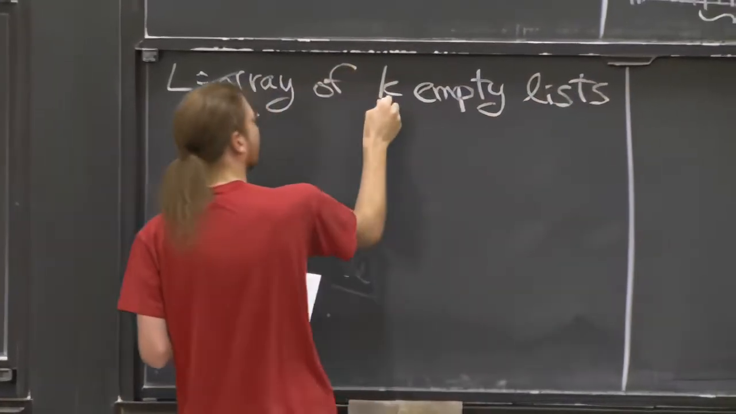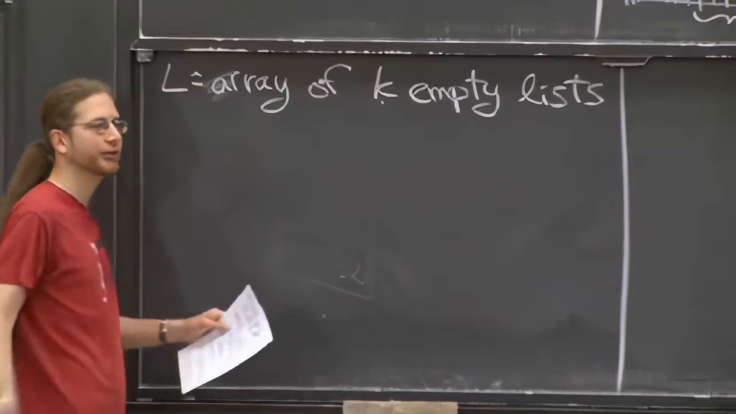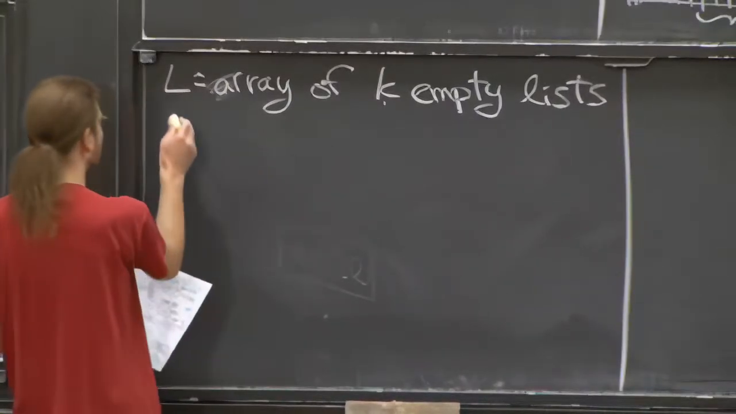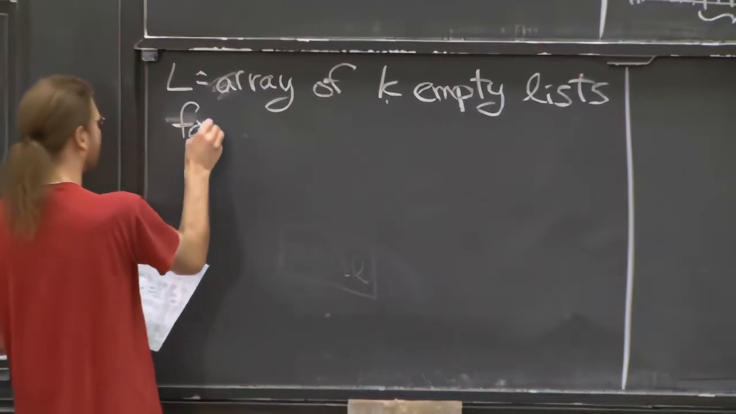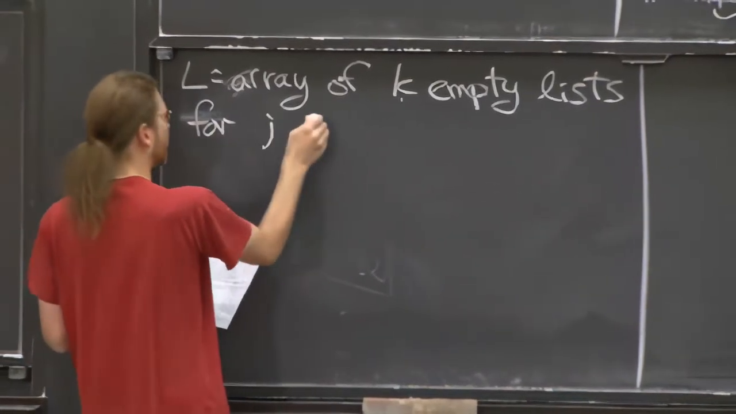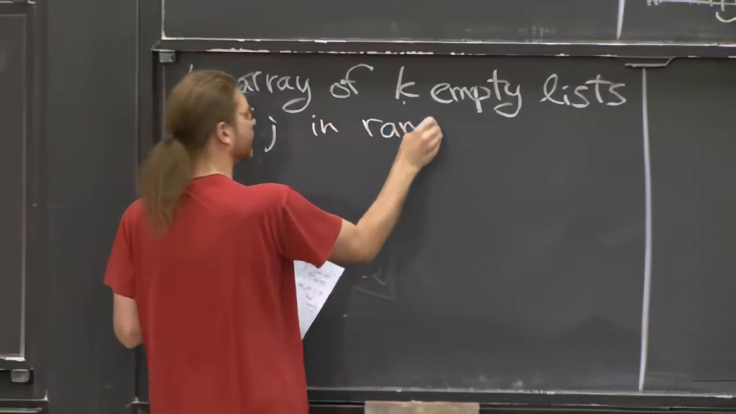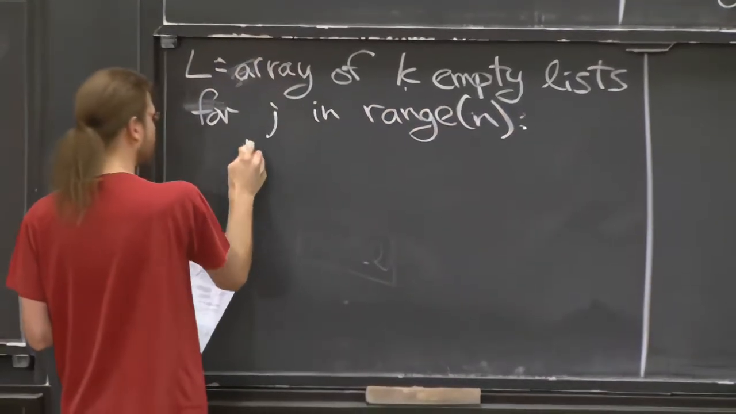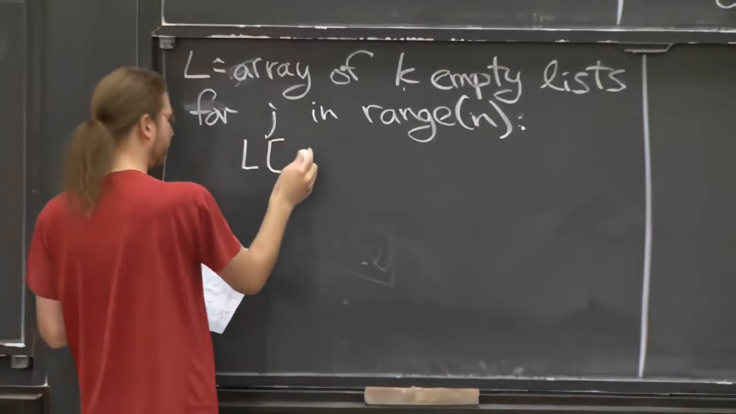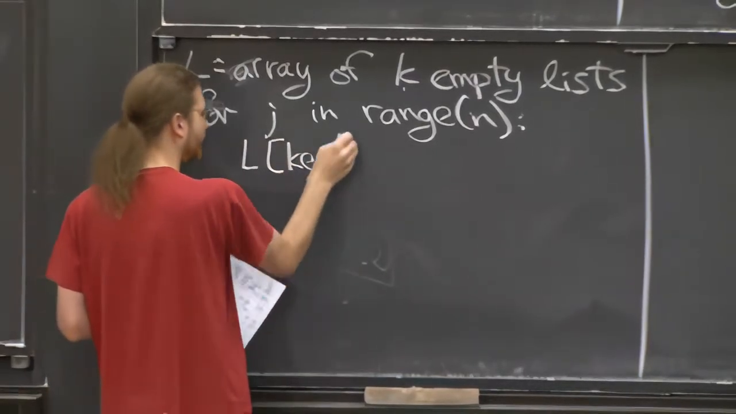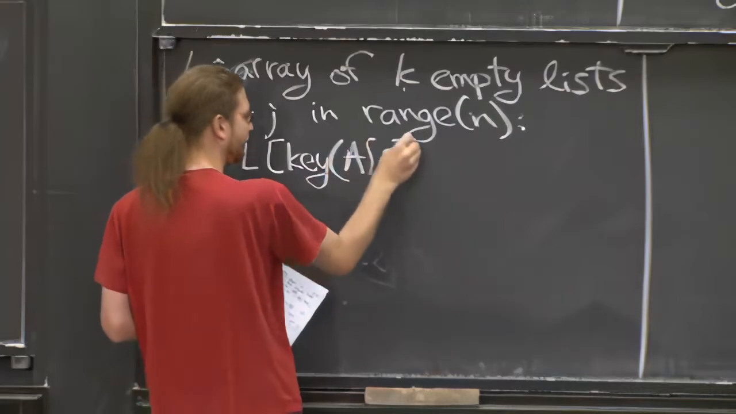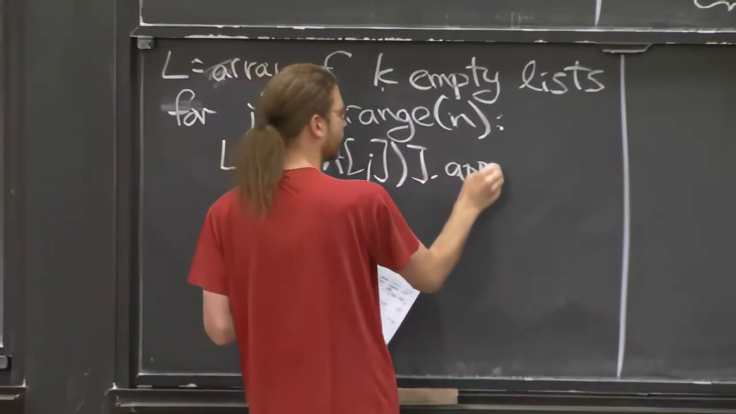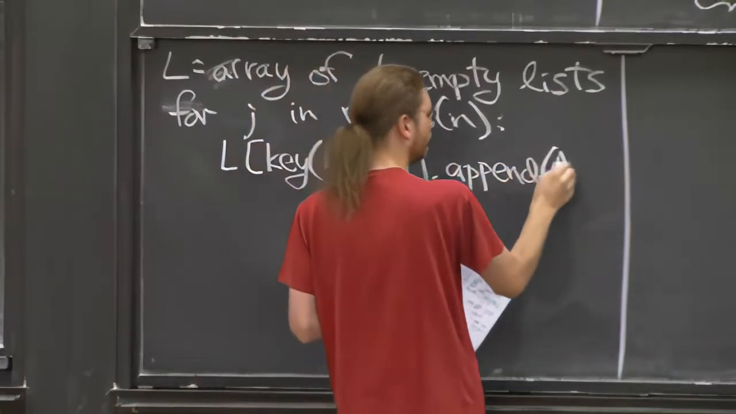I still have an array of k things, but no longer counters, now lists. They could be linked lists. They could be Python lists. It won't matter for my purposes. And then I'll say for j in range of n. So I'll be super Pythonic here. I want to look at the list whose index is a of j and append a of j.